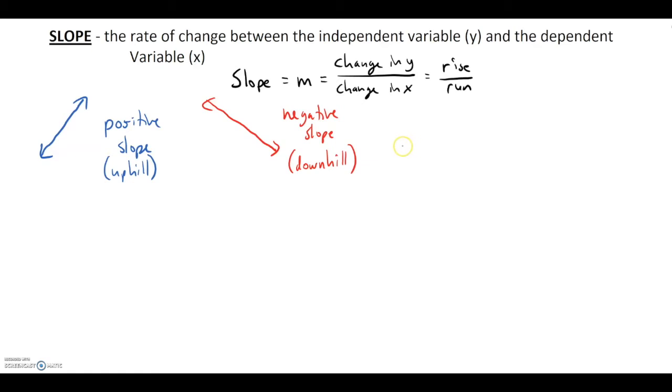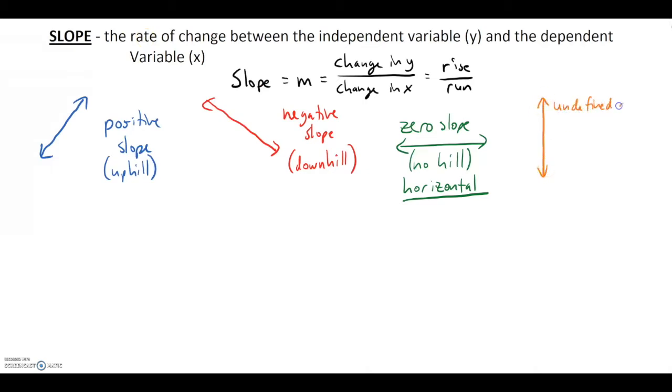If we see something drawn that is entirely flat, this would be a situation where we have zero slope, or just no hill, and the term for that is horizontal. And finally, if we are looking at a picture that is straight up and down, that is a situation where we have an undefined slope, kind of like falling off a cliff. And our word for that is vertical.